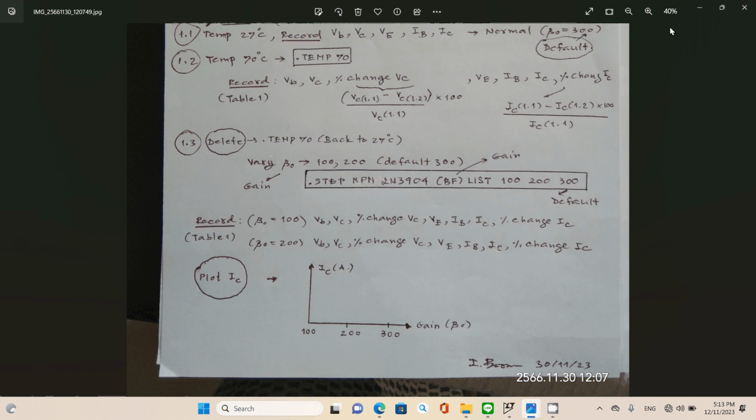Also, you will need to take down the data for VB, VC, and percent change, the same as in 1.1 and 1.2. And then I'm looking for a plot between IC, the collector current, and the gain. So you have different gains: 100, 200, and 300. If you summarize, you'll know how many tables and how many plots you need to put in your report before submitting to me.